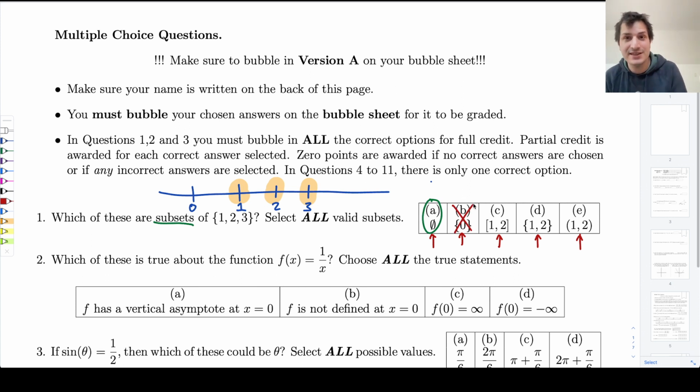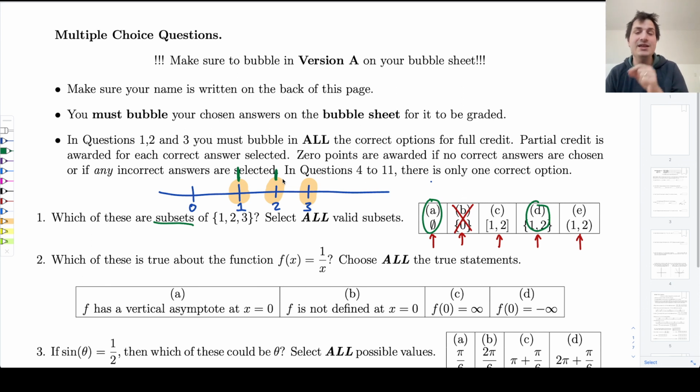I'll tell you, out of C, D, and E, the one that is correct is option E. Sorry, not option E. Option D. Option D. This one is correct. So this is the numbers 1 and 2. Option D says the numbers 1 and 2. 1 and 2 are part of 1, 2, 3, right? That's why option D is correct.